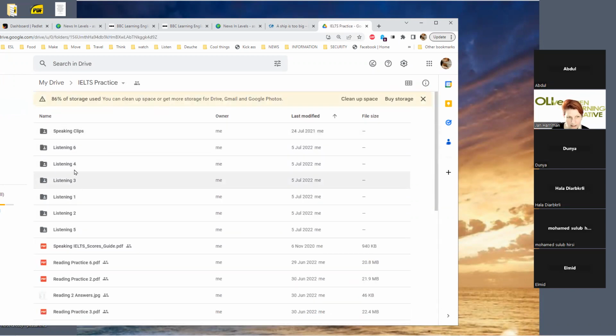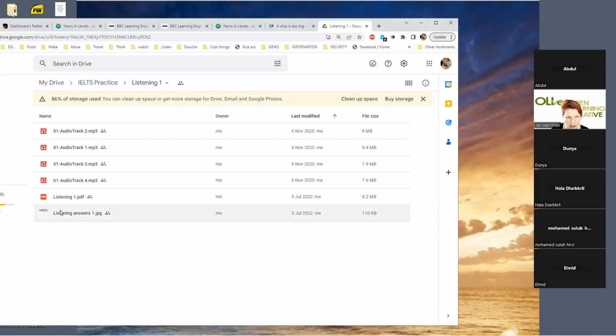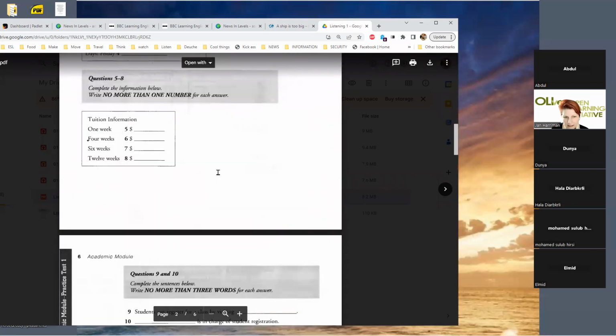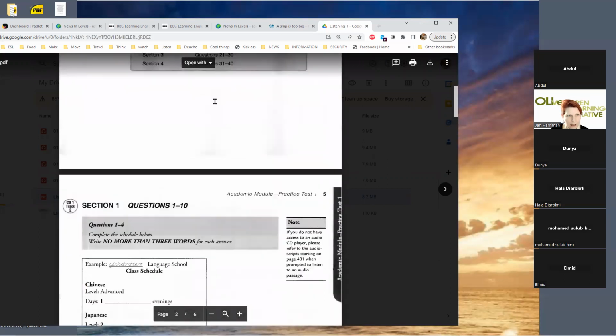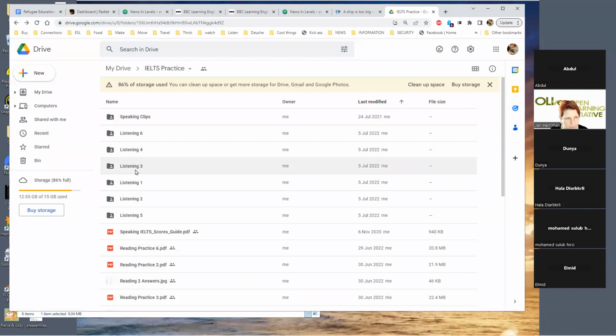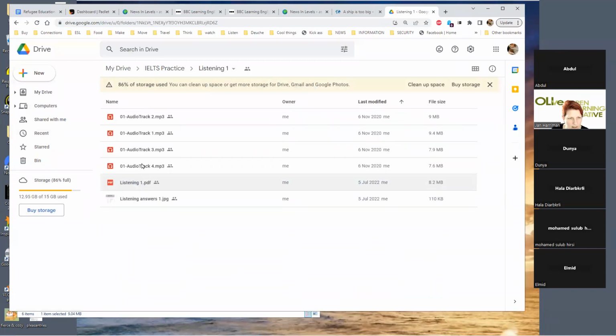In it, you will find folders for the listening. So this is this week's listening. It's got a PDF of the questions exactly as you saw them. If I go into listening one, I've got the PDF and there are the audio tracks to listen to. And there are also the answers, so you can check your answers.